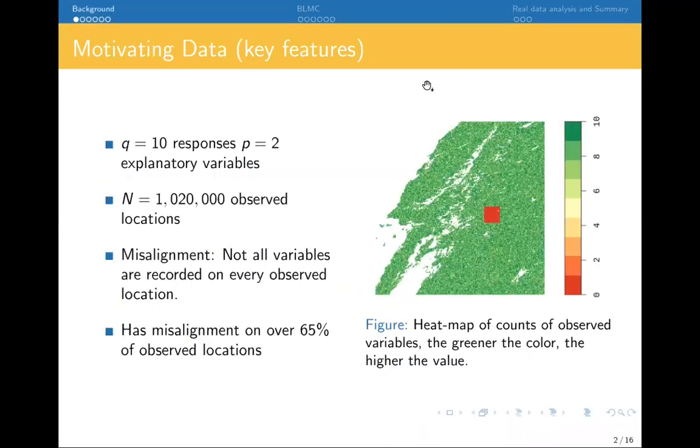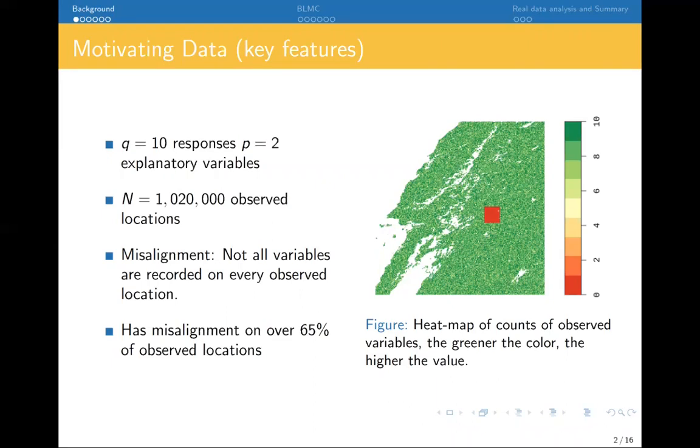The motivating data of this project is a large-scale spatial dataset. I summarized some key features on these slides. We have 10 responses, 2 explanatory variables. The number of observed locations is over 1 million, and the dataset has misalignment. Not all variables are recorded on every observed location.